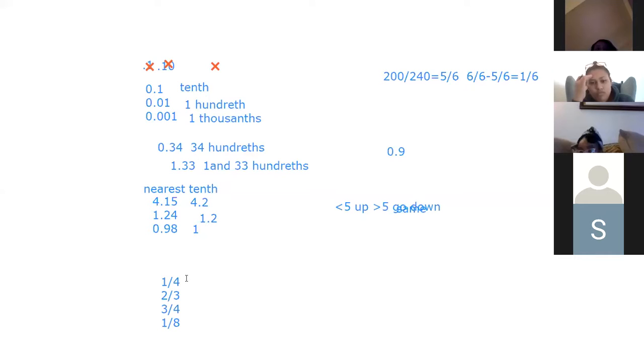Okay. So like I said before, we can change fractions into decimals. So we're going to divide the numerator by the denominator. So 1 divided by 4 is 0.25. Yes.